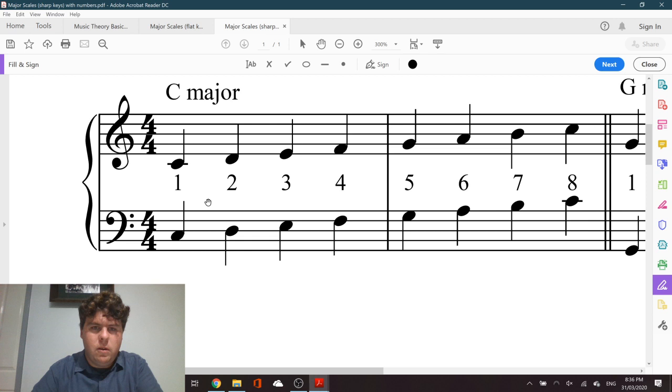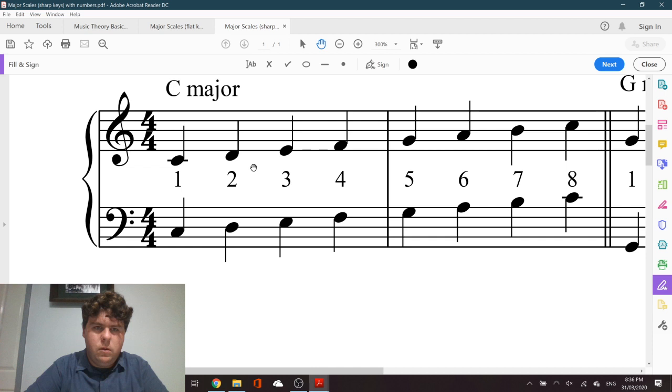there's a pattern that goes like this: tone, tone, semitone, tone, tone, tone, semitone. So that's the distance between each note. From C to D is a tone, or a full step, sometimes called a whole step. The distance from E to F is a semitone, or a half step. So that pattern again is tone, tone, semitone, tone, tone, tone, semitone. So 2 tones, then a semitone, 3 tones, then a semitone.